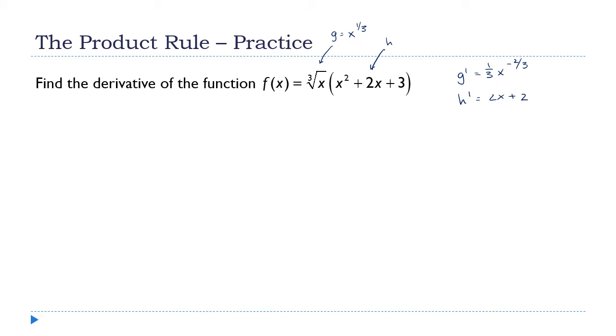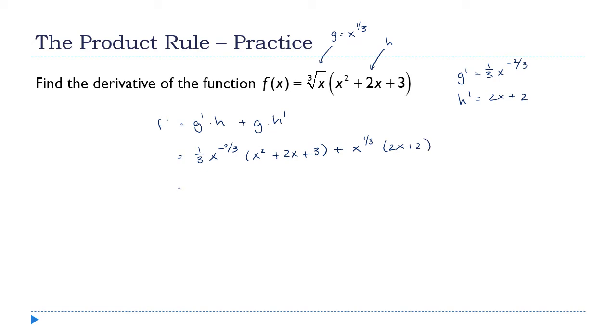Then my product rule says f prime equals, let's see, it's g prime times h plus g times h prime. So g prime is 1/3 x to the negative 2/3, and h is x squared plus 2x plus 3, plus g, that's x to the 1/3 times h prime, that's 2x plus 2.